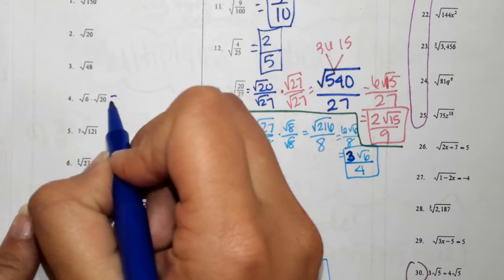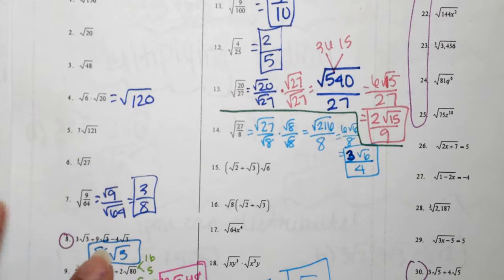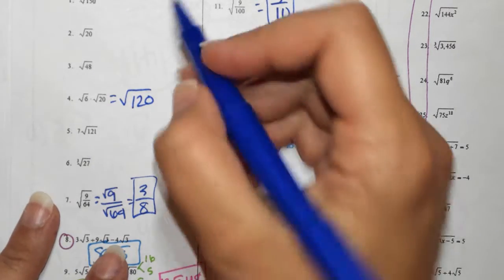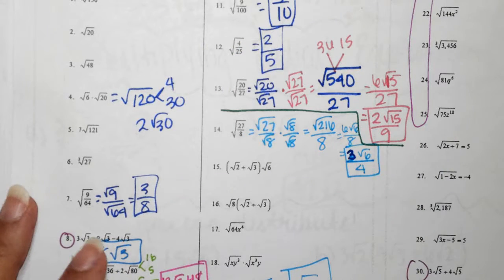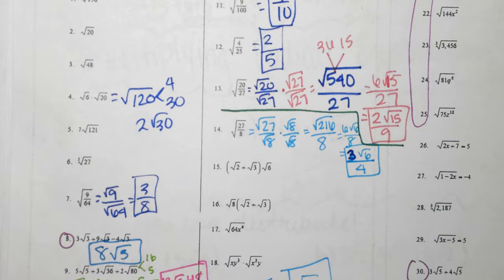So 6 times 20 gives you 120, right? So you have the square root of 120. The biggest perfect square that goes into that is 4. 4 and 30, so you have 2 root 30. How'd we do there?